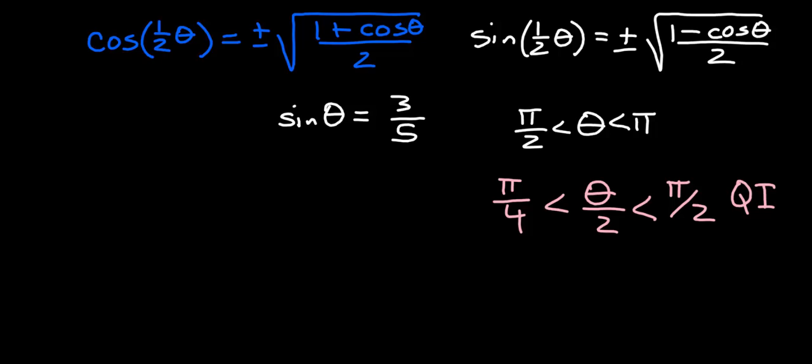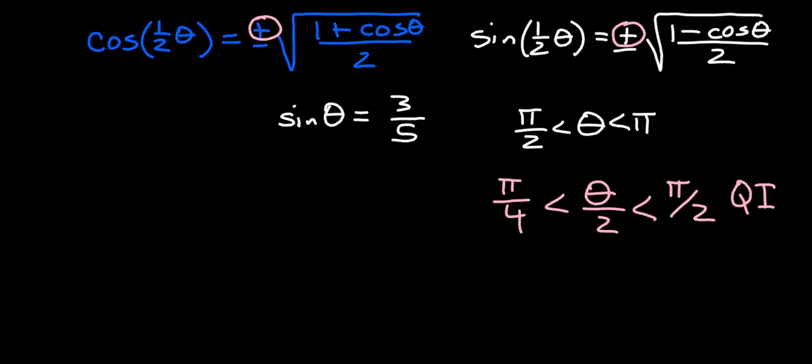Now that right there tells us that we're going to be using the plus. If this had happened to be in quadrant 3, then we would use the minus. Because theta over 2 is in quadrant 1, sine and cosine both have positive values in quadrant 1. Okay, so now we've got that taken care of.